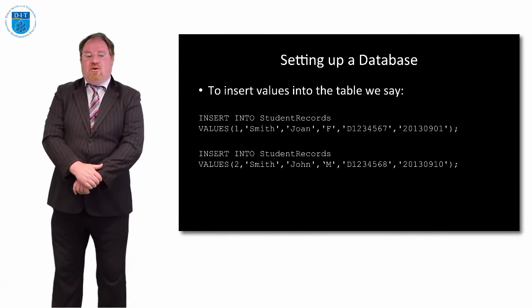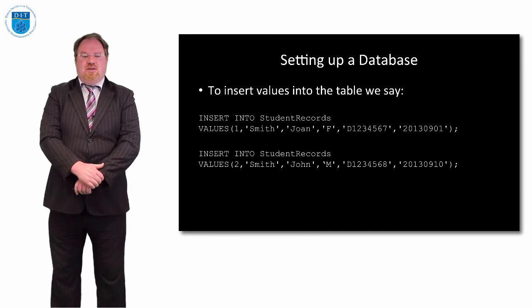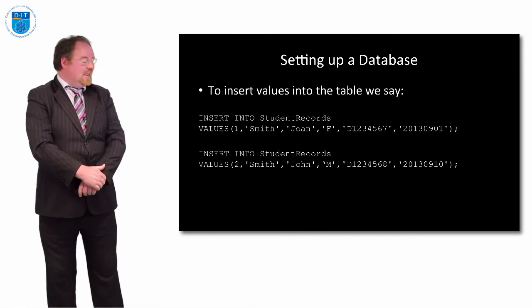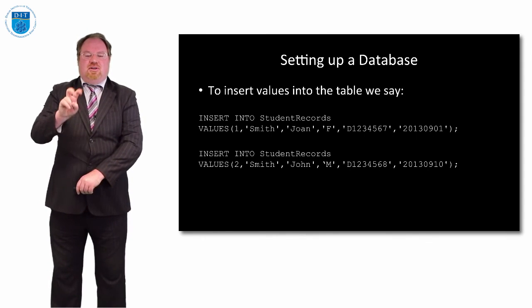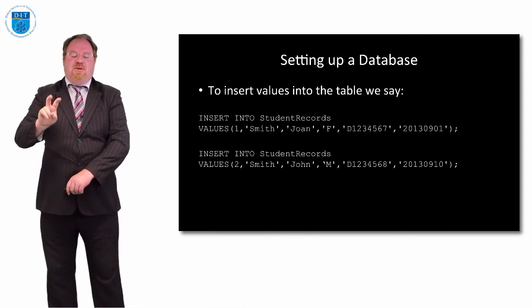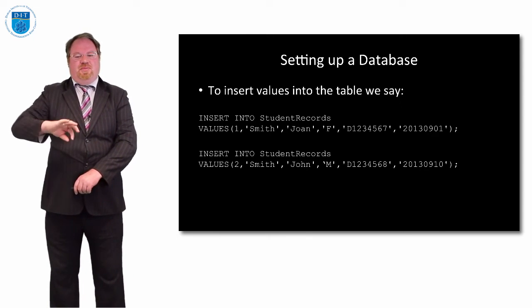So we'll note that the order number is an integer type. So it's a numeric value that goes in there, whereas almost everything else is a string type or a char type, so it all has quotes. Smith has quotes, Joan has quotes, female has quotes, and the student number.